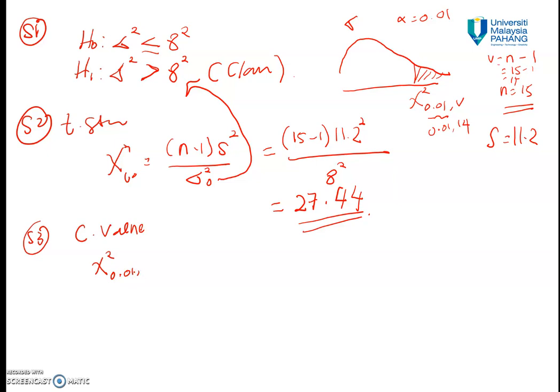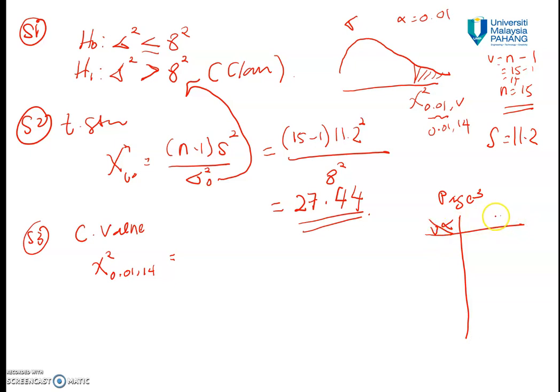No need to divide by 2. So here new n minus 1, 15 minus 1, you get 14. So if you look at the statistical table, it should be page 38. If you look at page 38, you have alpha, and then you have mu, isn't it?